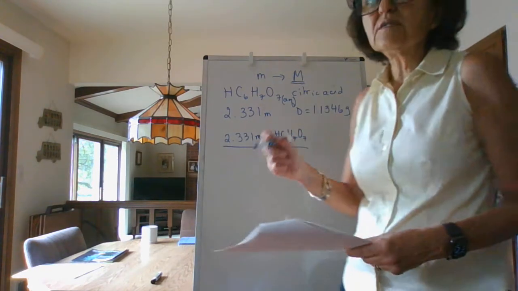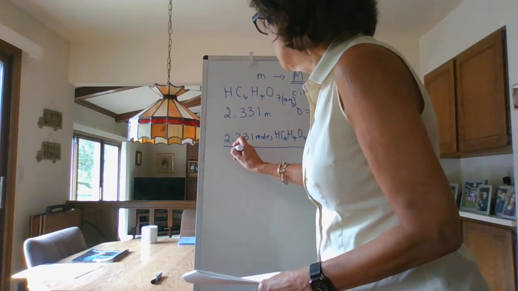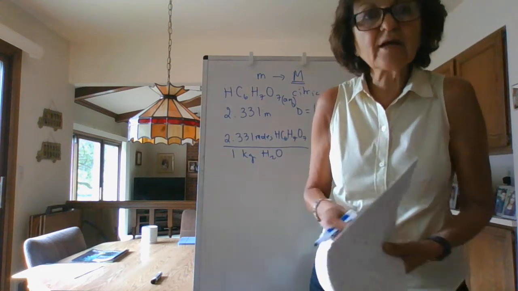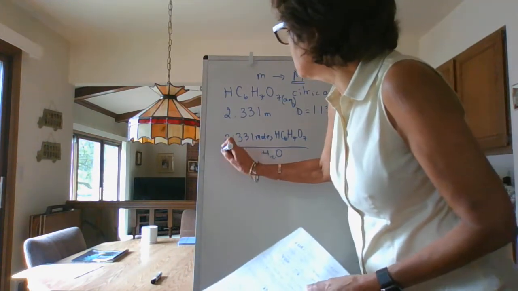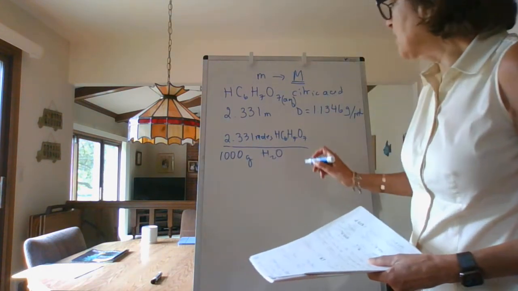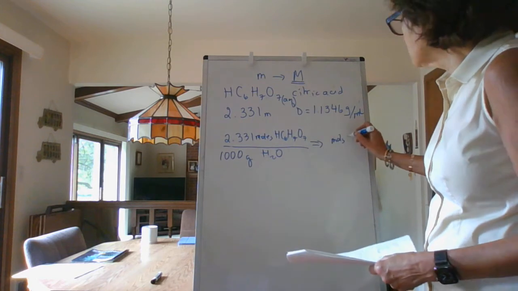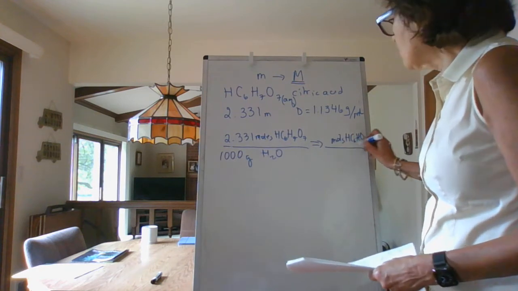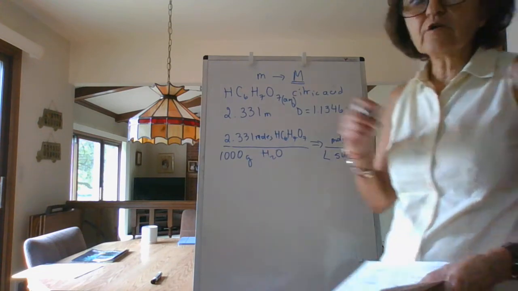What does molality mean? It's moles per kilogram of solvent. So this number here means per 1 kilogram of water or 1,000 grams of water. So let me just go ahead and change the kilogram to 1,000 grams. 1,000 grams of water. Okay. What do I want to turn this into? I want to turn it into moles of citric acid, HC6H7O7 per liter of solution. Solution meaning solute plus solvent.